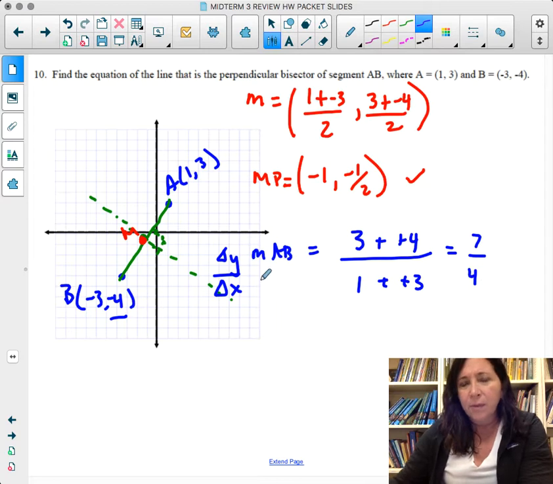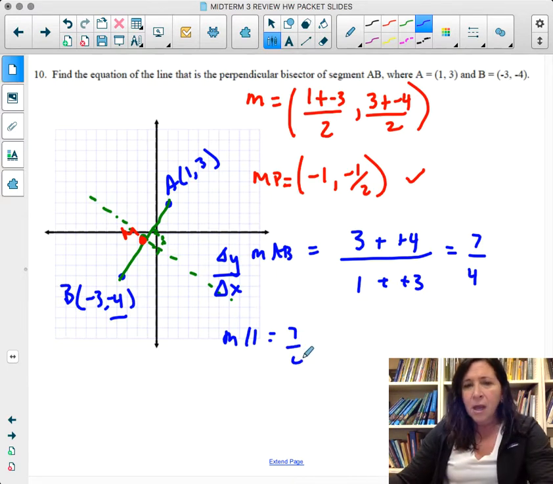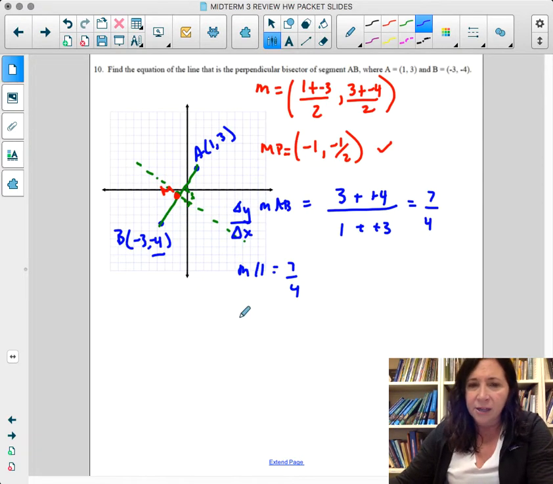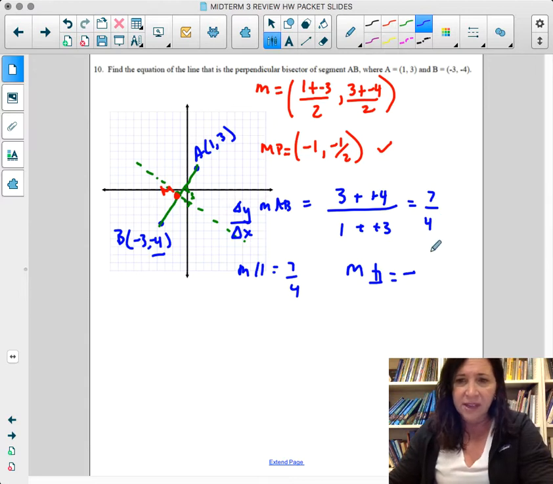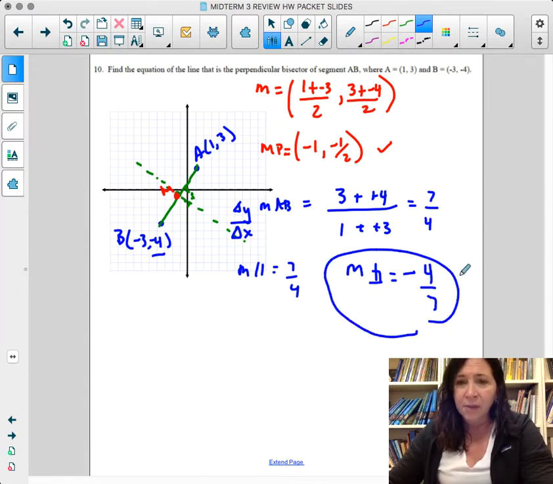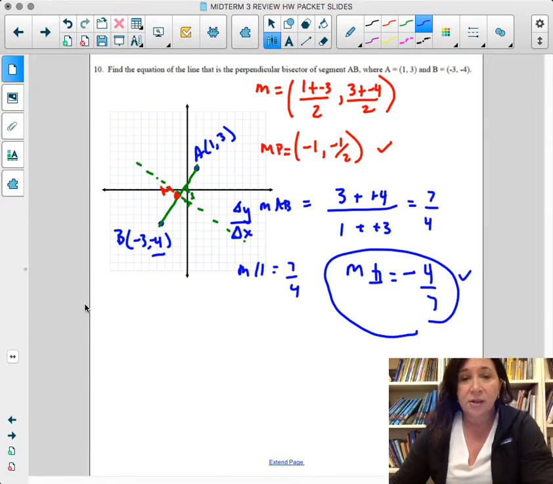Now, remember, the slope of the line that's parallel is the same. But the slope of the line that's perpendicular is the opposite reciprocal. So if this is positive, it's going to be negative. And if this is 7/4, it'll be 4/7. So what I have is now my midpoint, and I've got my slope. So what I need to do now is find the equation of the line.